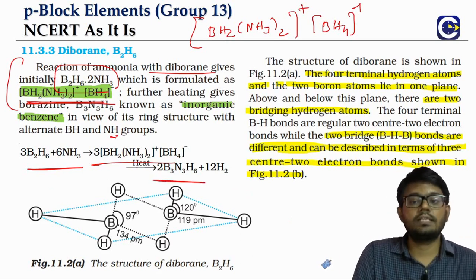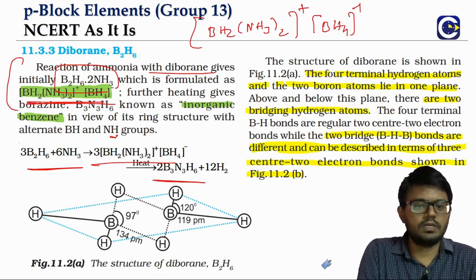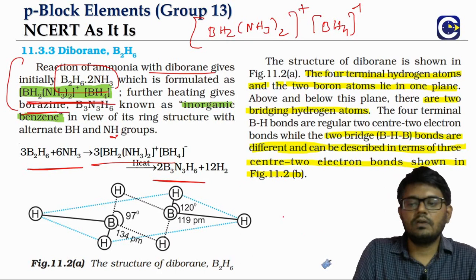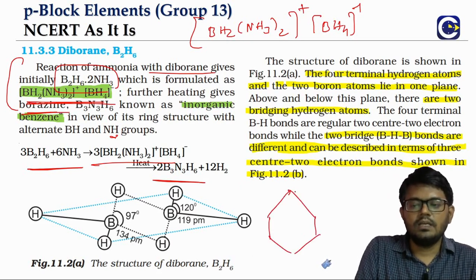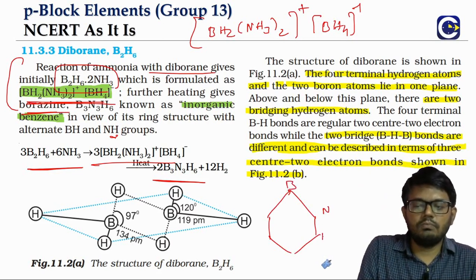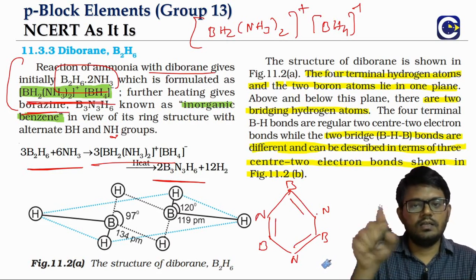This is also famously called inorganic benzene. What is it? Borazine. Why is it called inorganic benzene? If you look at the actual structure, benzene means you have six carbons in the ring. Here we will have alternating boron and nitrogen, each of them bonded to hydrogen, and we will see alternating double bonds.